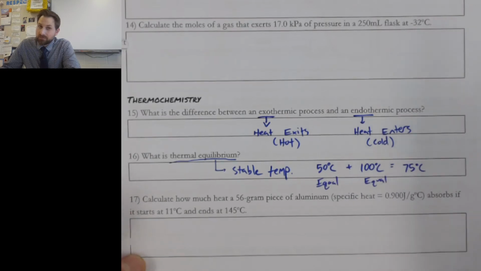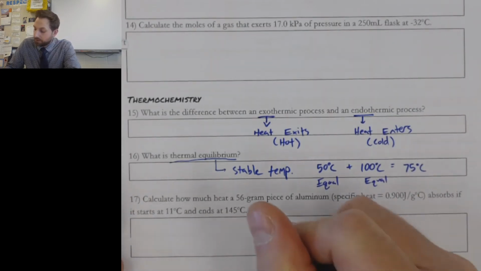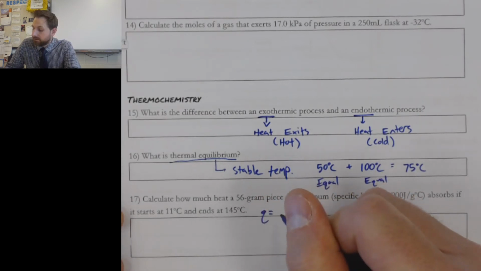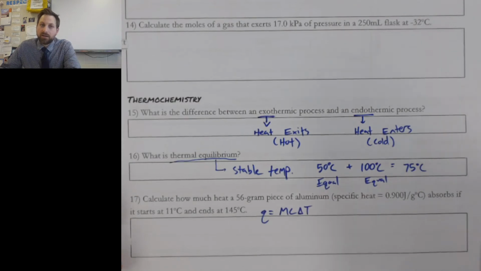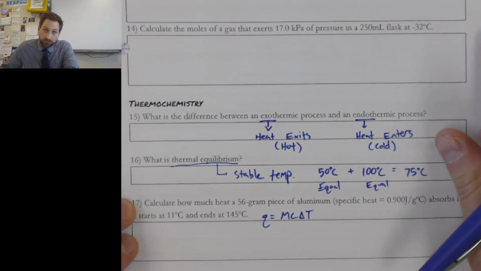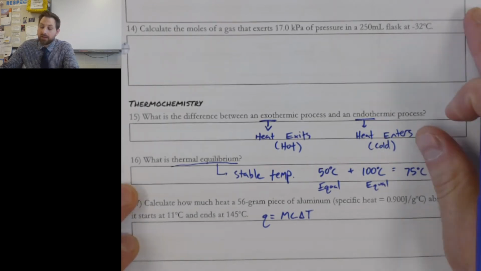Does that make sense? All right, so 17 is very straightforward. I'm not going to do 17 for you guys. If you look at it, you're just doing QMCAT. We spent a lot of time with QMCAT. You're really just plugging in numbers and hitting equal on your calculator. Make sure your units cancel out. I am going to do number 18 with you, though.